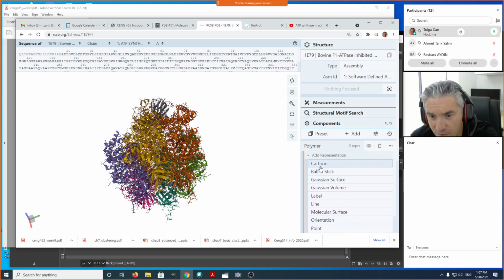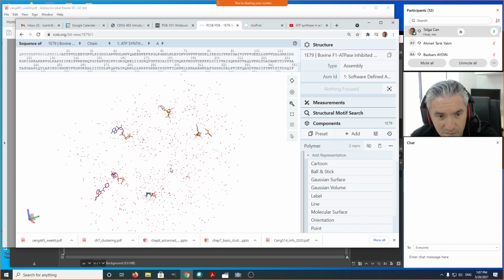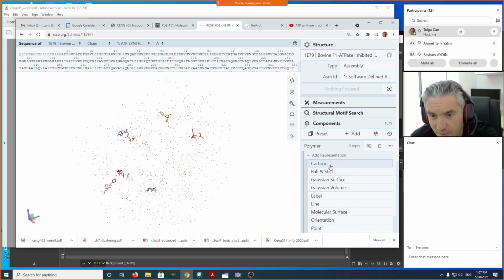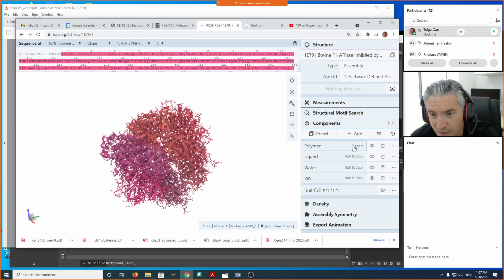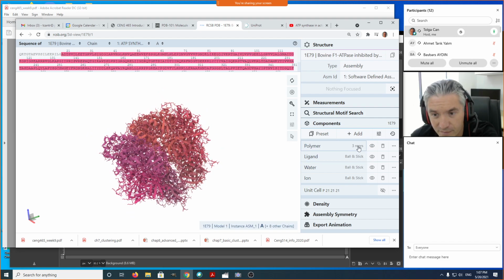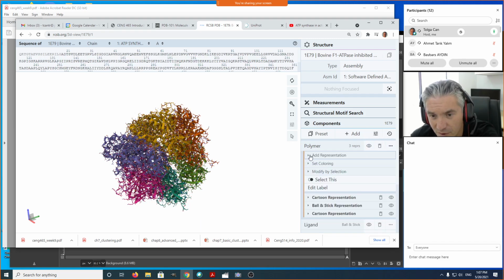Can you delete representations? No, these are when I say cartoon. Oh, there are 3 representations now. Yeah, the interface is not very easy to use. So you can add representation, but how do you remove? Oh, okay, it's right here.